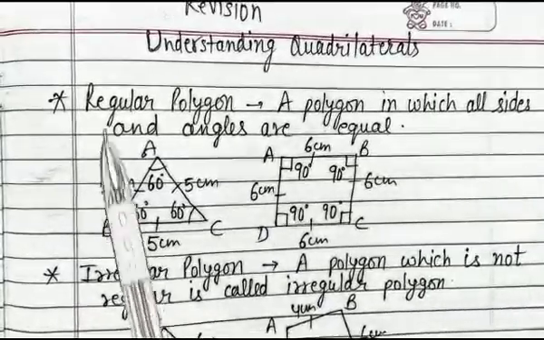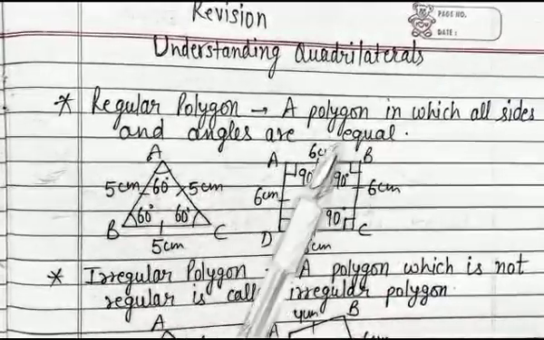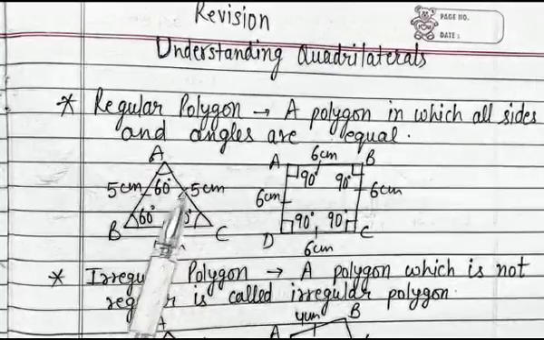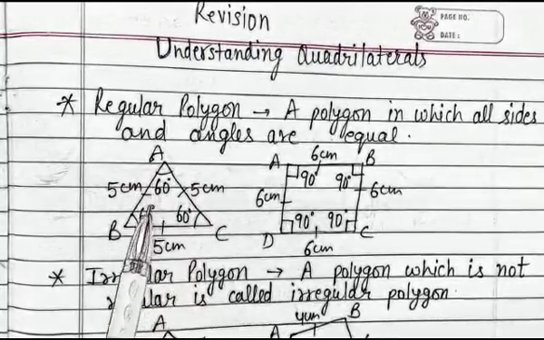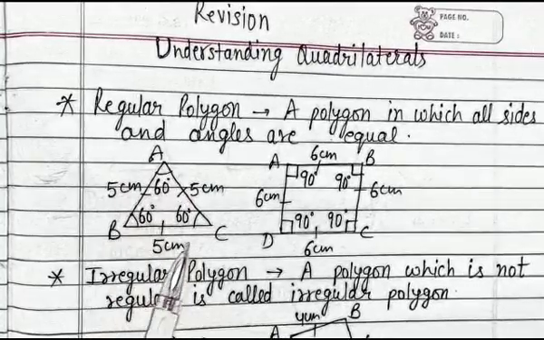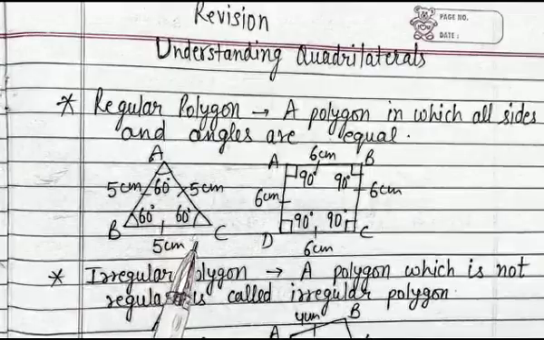Let's talk about regular polygon. Polygon in which all sides and angles are equal. Consider this polygon. Look at the sides. All the sides are equal. Look at the angles. All angles are also equal. So this is a polygon in which all the sides and all the angles are equal. So this is a regular polygon.